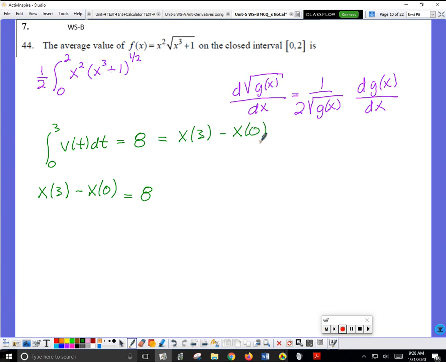Talk to each other and raise your hand. What's another symbol that means exactly the same thing as v? What's the other symbol we've used before that means exactly the same thing as velocity? What's the meaning of the velocity, Howard? x prime. So I can write this like this.